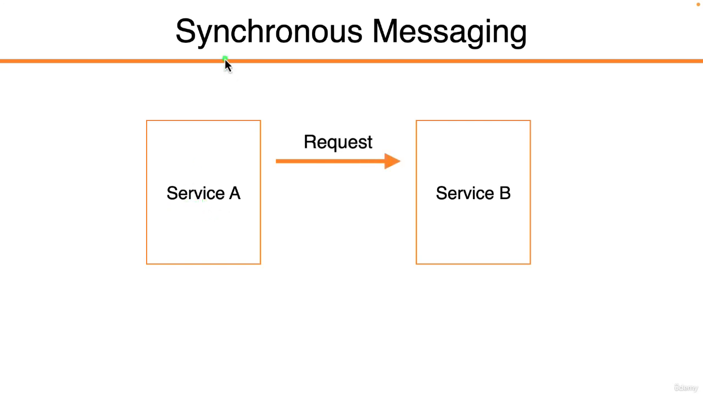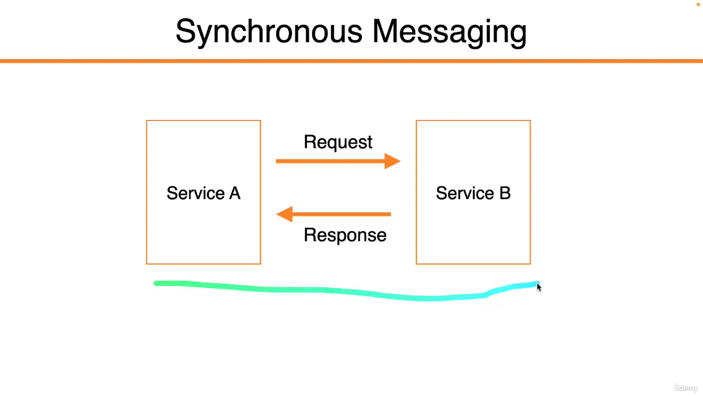Now, in the synchronous messaging world, that means service A is going to be waiting for a response back from service B. And service B will give it the response, and then service A can carry on with the work it was doing. Now, by using this approach, we're creating a dependency between service A and service B. And service A cannot function for this particular operation if service B is unavailable for whatever reason.